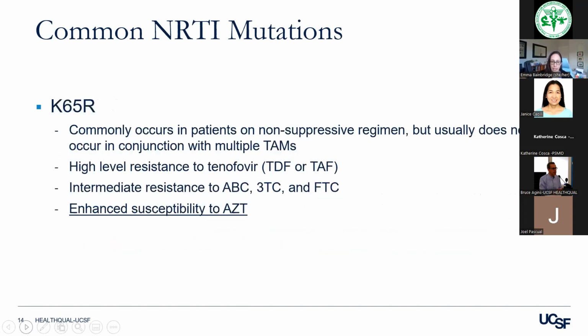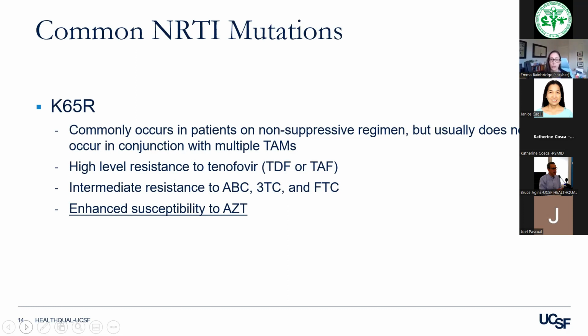Moving on to the K65R, this is another NRTI mutation that commonly occurs in patients who are on a non-suppressive regimen. So perhaps patients that were on regimens that only included NRTIs and didn't have a partner drug. Usually if patients have TAMs, which again, we didn't talk about today, but a different type of NRTI mutation, they don't also have the K65R, they don't come hand in hand.